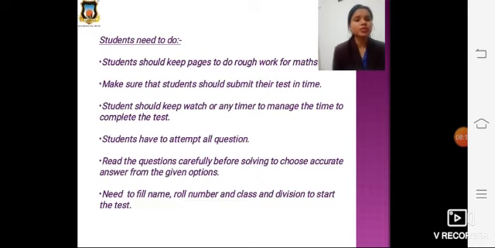Okay, time management is very important, so manage your time according to the questions, how many questions are there, and for each question how much time you will require. Okay, everything you have to see.